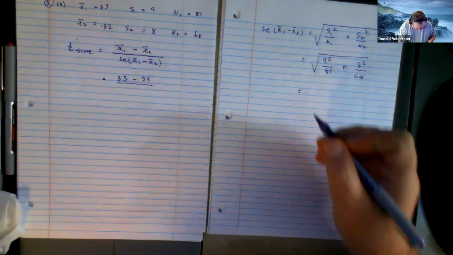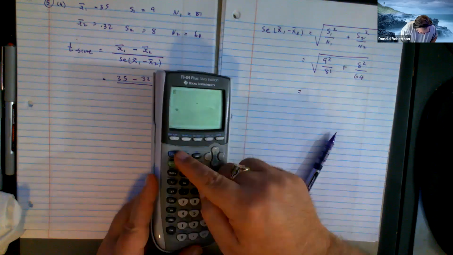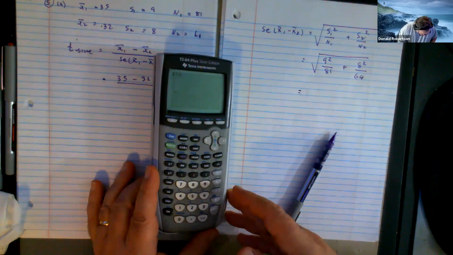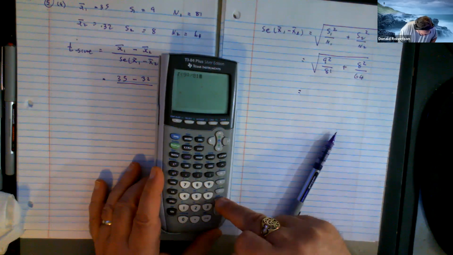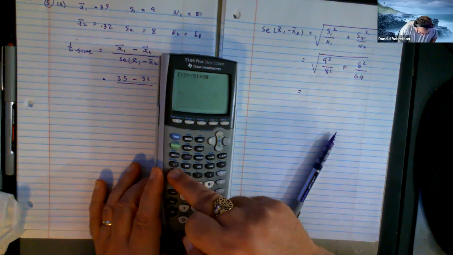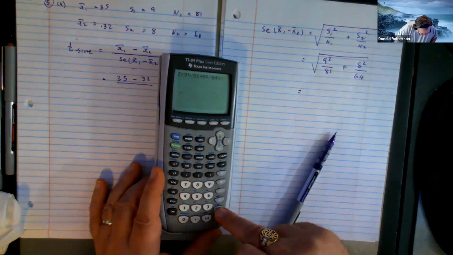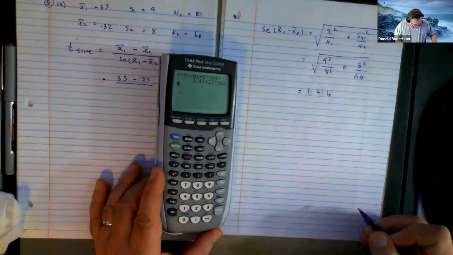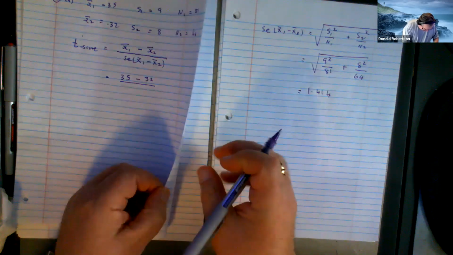If I go to my calculator, although I could probably do some of that in my head because the numbers are really nice, just to show you what you would do even if the numbers weren't nice, you do the square root of 9 squared divided by 81 plus 8 squared divided by 64, and you should get 1.414. There we go. Now, once we know the standard error, we return back to this formula.